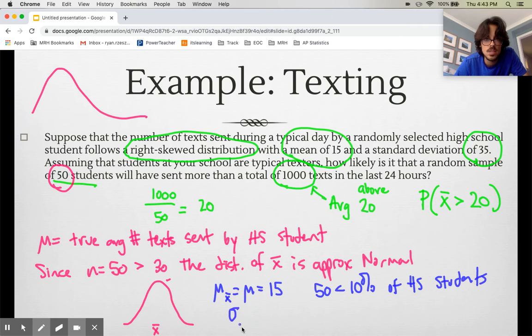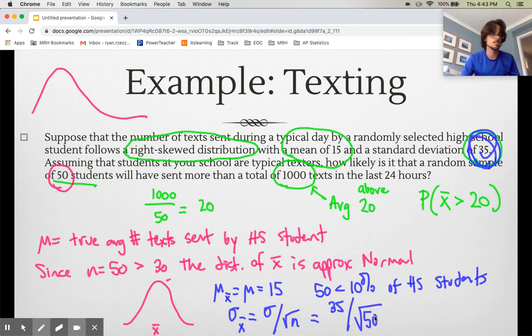The standard deviation for x bar's graph is not just that 35. You have to take the 35 and divide it by the square root of n. So I'm going to take 35 divided by the square root of 50, because that is my sample size. And if I divide that out, 35 divided by the square root of 50, it's about 4.95. So I'm going to label up my picture right here.